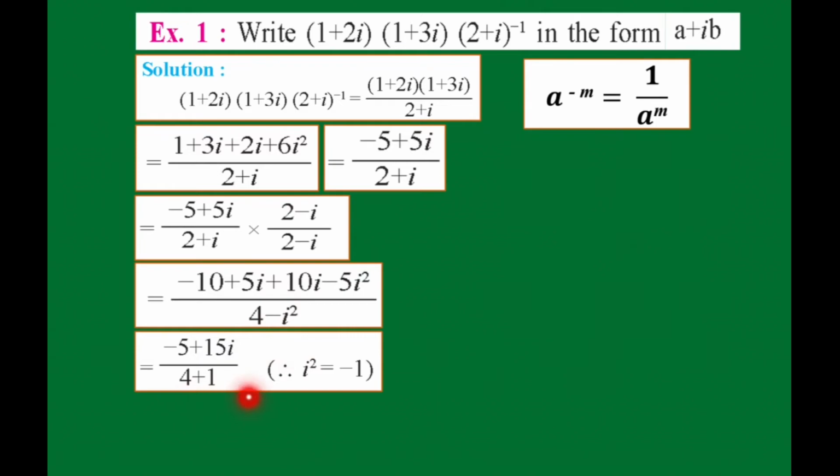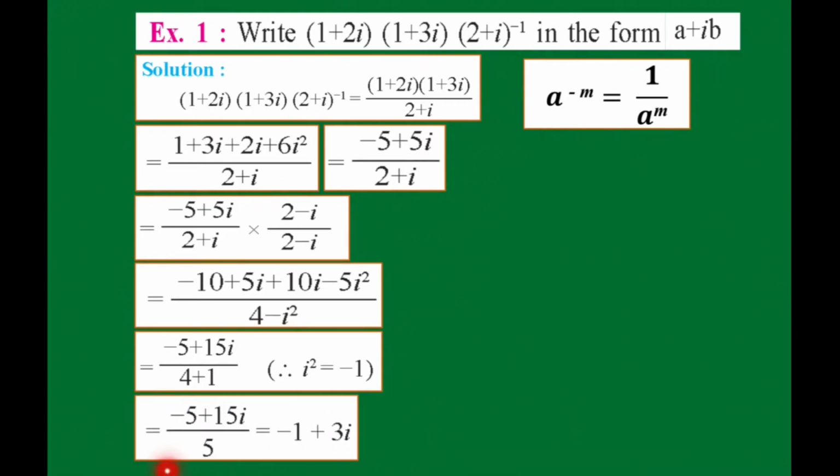So in the denominator, 4 minus i square is minus 1, so 4 plus 1 we write in the next step as 5. So in the denominator 5. Now separate the base. Minus 5 upon 5 we write minus 1. 15 upon 5 we write 3, and here i. So in this way we get the value in the form of a plus ib.